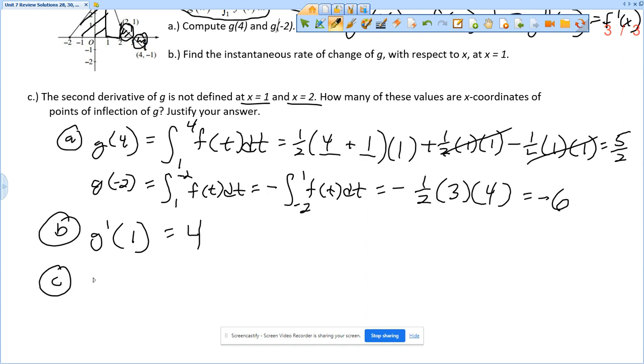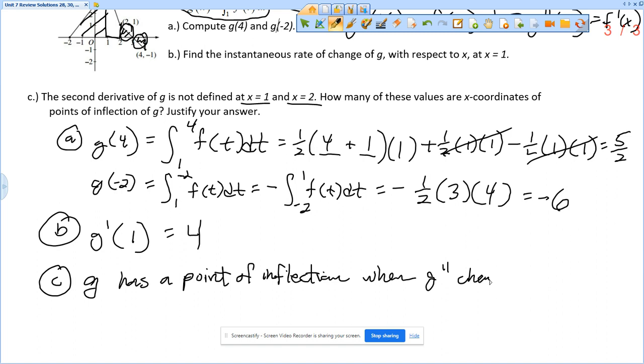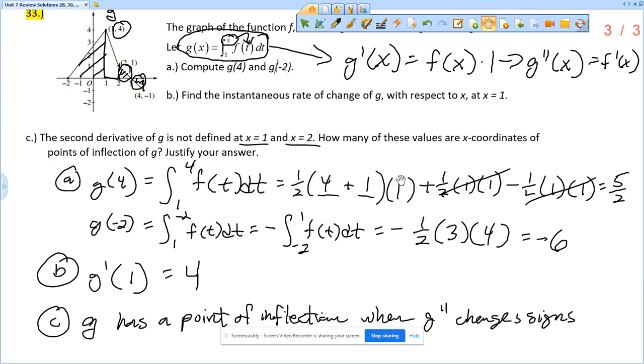All right, so let's recall, let's write down this definition. g has a point of inflection when g double prime changes signs. All right, and so it's important to note, g double prime has to change signs, but g double prime does not necessarily need to be defined.